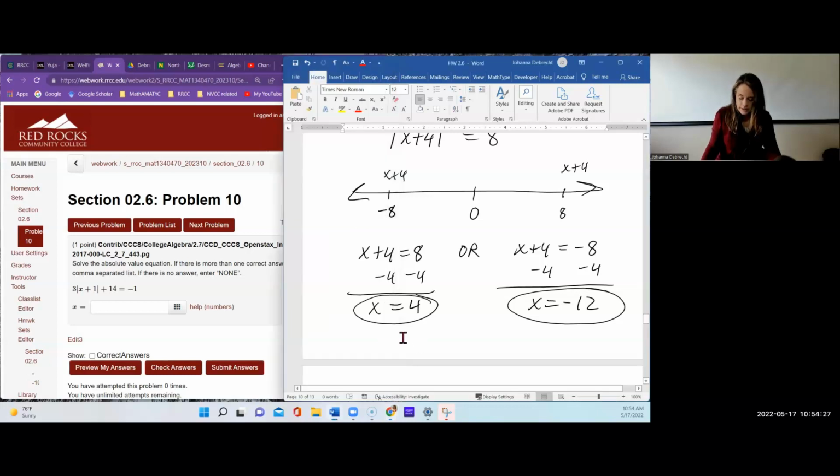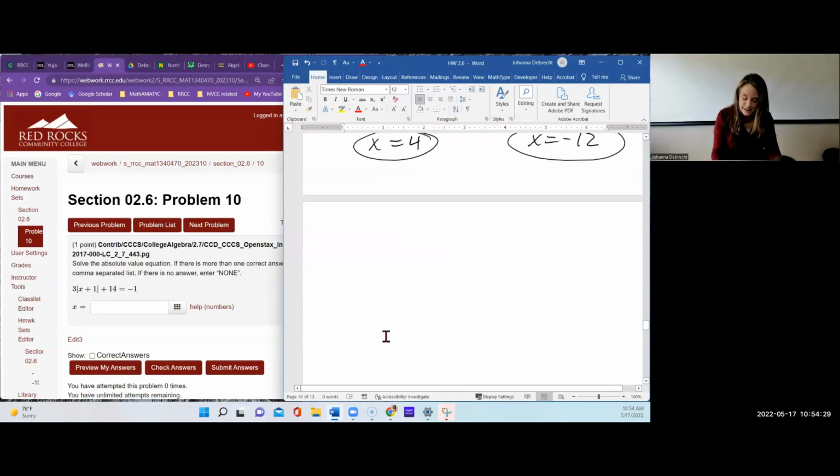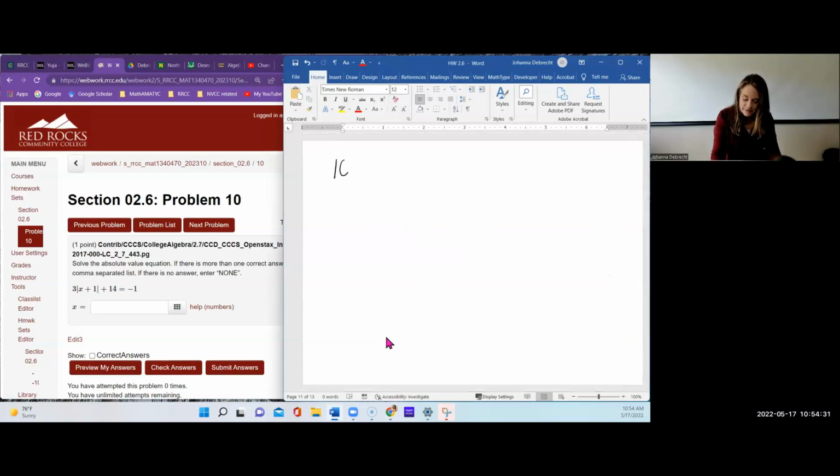Let's take a look at the next problem. I was trying to decide if I wanted to work it or not, and I definitely do, because something weird happens here. We have the equation 3 absolute value x plus 1 plus 14 equal -1. I can't decide where it's supposed to be or how far it is from 0 on the number line until I've isolated the absolute value.